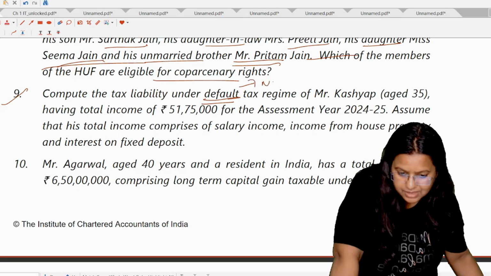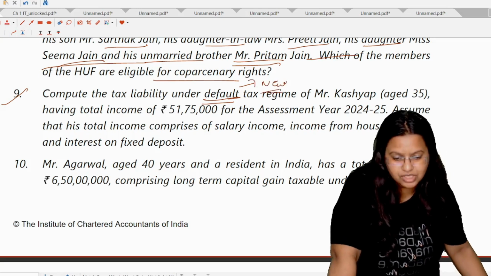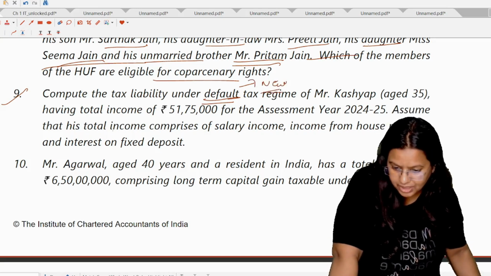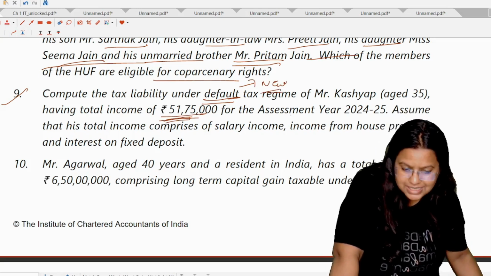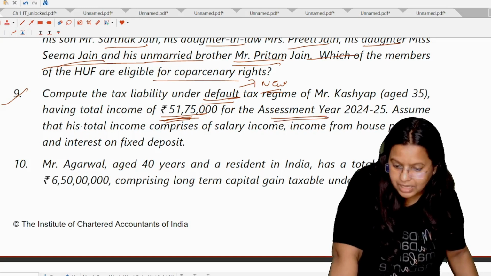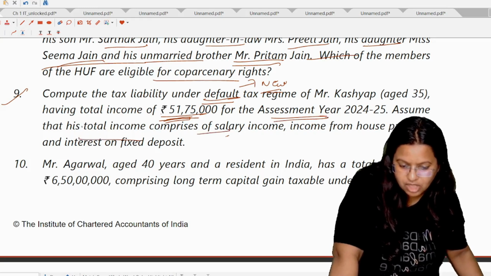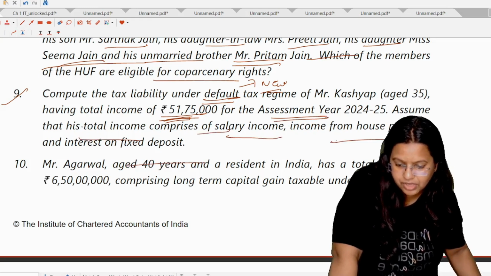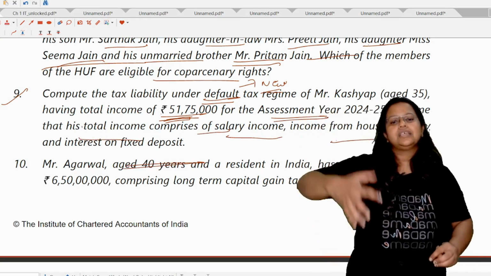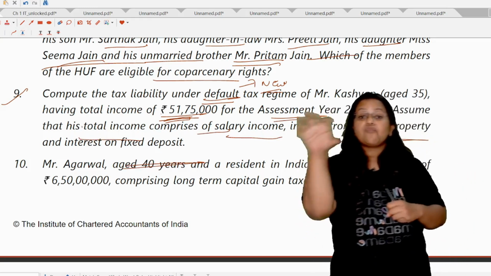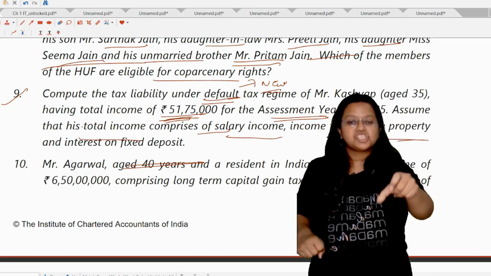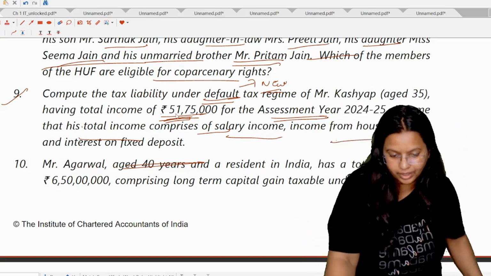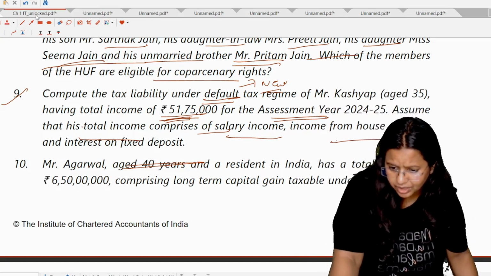Question number 9. Compute the tax liability under default tax regime. Default tax regime means we are asking you about the new tax regime of Mr. Kashyap, age 35, having total income of 51,75,000 per assessment year 24-25. Assume that his total income comprises salary income, income from house property and interest on FD. Basically, students, if a person is earning an income of more than rupees 50 lakh, the question of surcharge will be applicable in this case. Okay, now let's do the question.